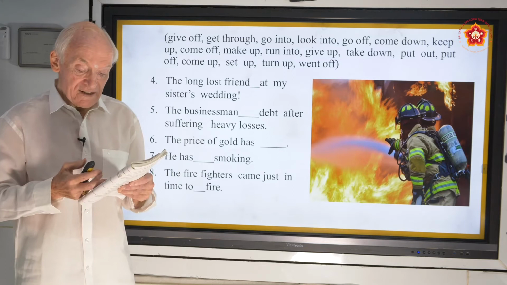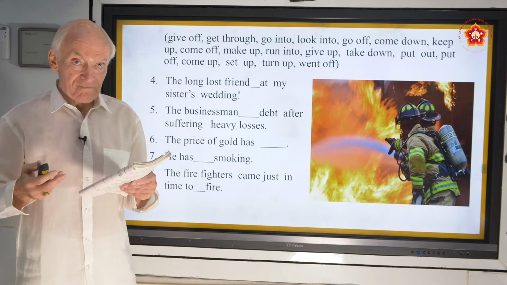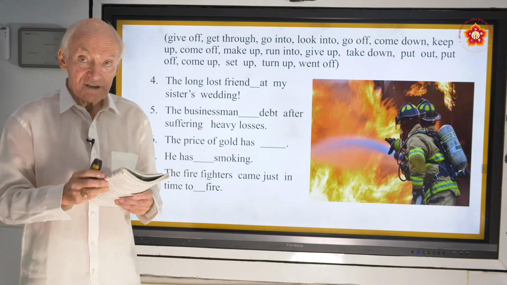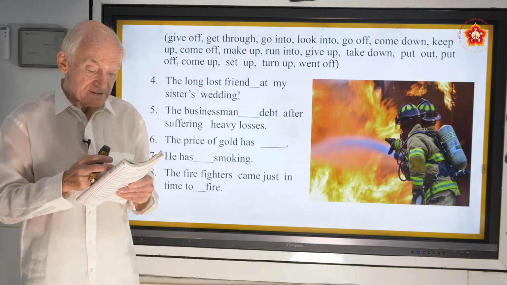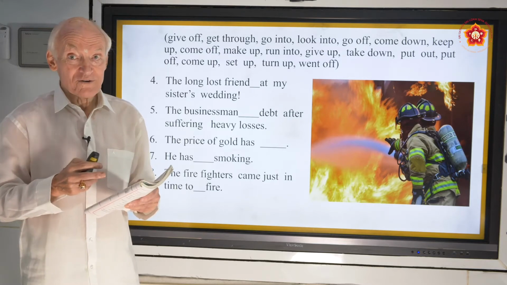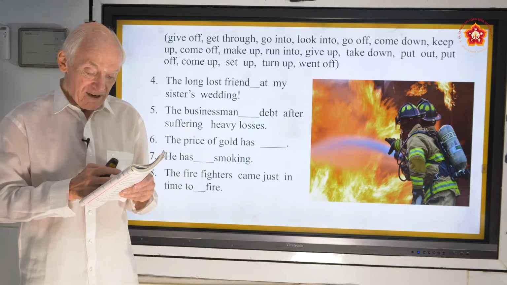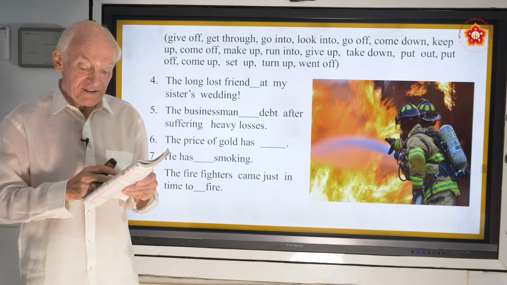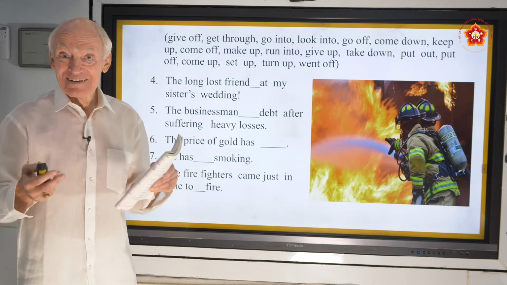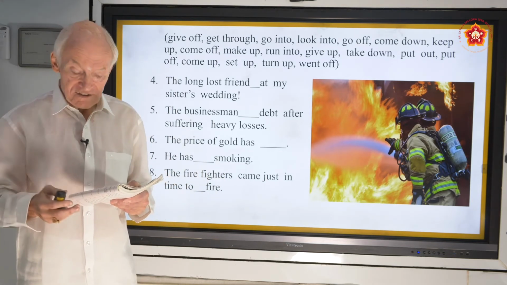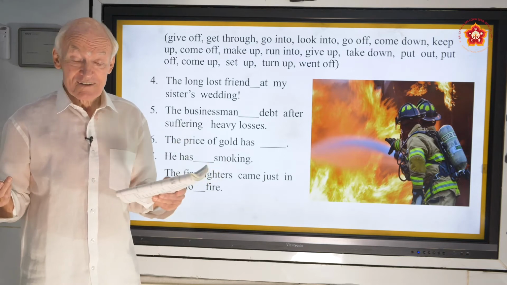The businessman, debt after suffering heavy losses. So something happened to his business. And it's something to do with debt, all right? So you look at these phrasal verbs, and you see give off, go into, look into, come down, made up, run into. Ooh, he ran into debt, okay? So this phrasal verb works perfectly. The businessman ran into debt after heavy losses. So he didn't actually run towards the debt, okay? But the debt was there, and that's what happened to him. And that's the phrasal verb that we use. And when you use these phrasal verbs, people understand and they appreciate it.